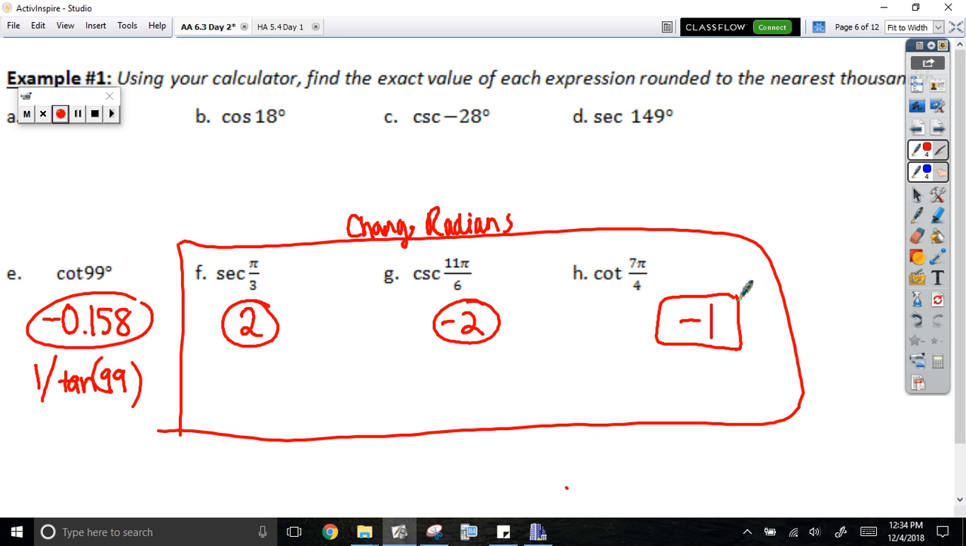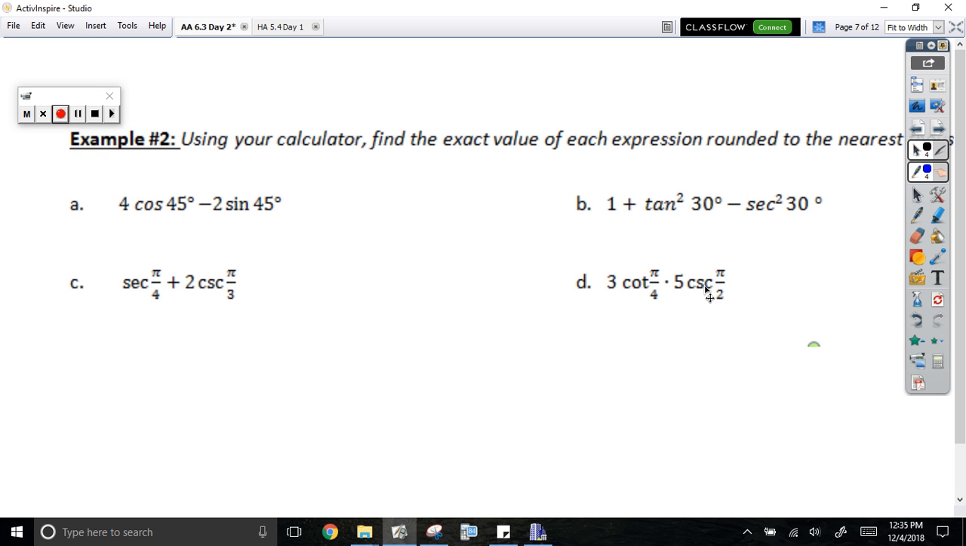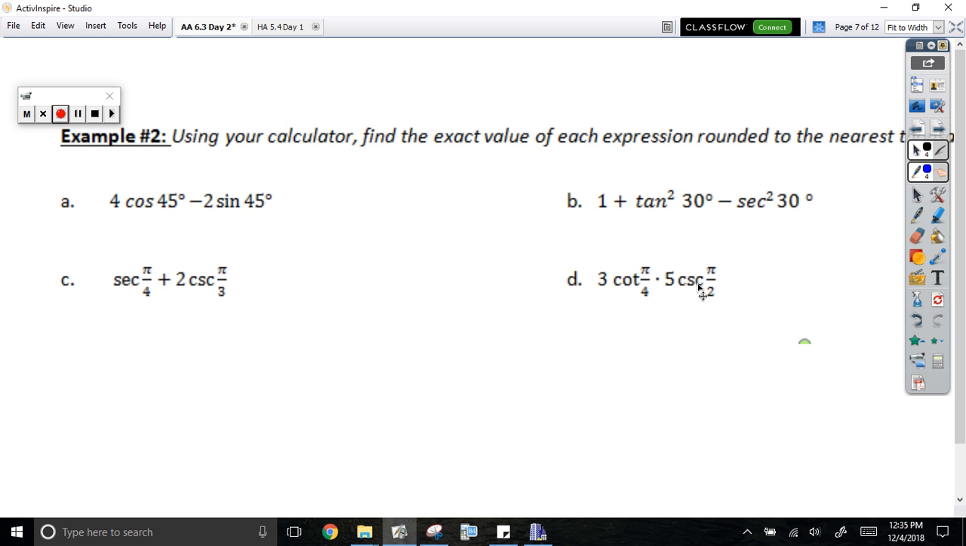All right, so that was just the basic trig function, typing it in. Now we're going to add operations with trig functions. So multiplying, adding. You'll actually notice these questions are the same ones from yesterday. But yesterday we had to do them with the chart by hand. This time we're doing it with the calculator. We should get the same answer. Although yesterday we left it in radical form, like 2 square root of 3. Today we'll get decimal form.